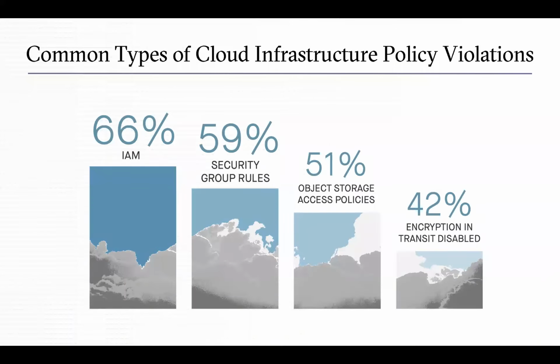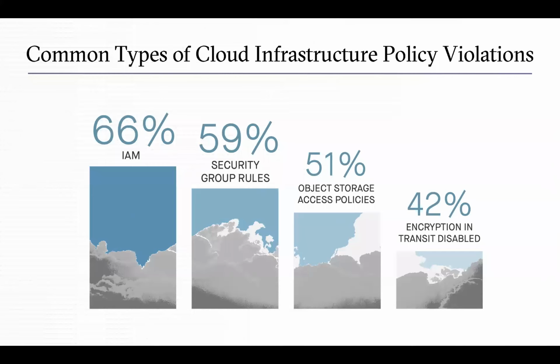So let's talk a little bit about the most common types of cloud infrastructure policy violations. This is, again, data from our survey. 66% of respondents said identity and access management rules are a problem. And this is because they're very complex and they are very powerful. So it's easy to get them wrong, it's hard to get them right. And if you get them wrong, you have big problems like those S3 buckets that were compromised in the earlier slide. Number 2 on the list, security group rules.